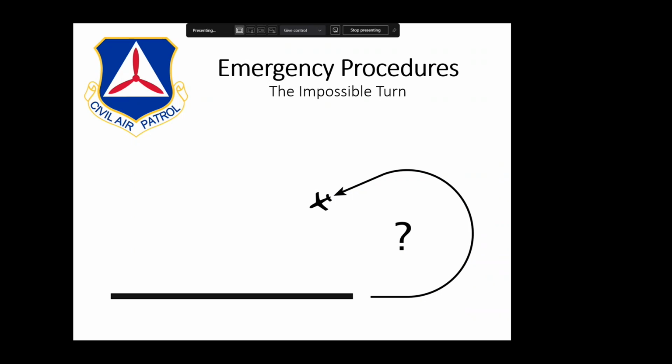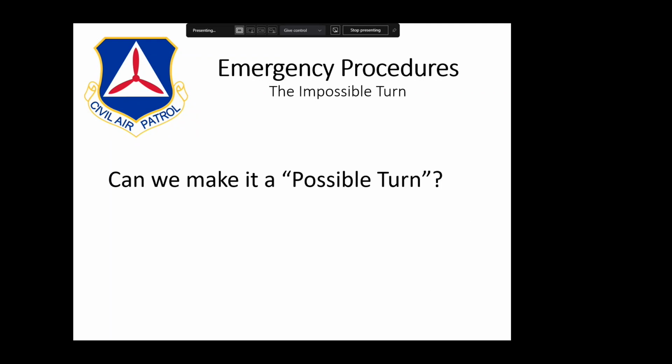So this is a famous topic, and it's a topic of debate among many folks: the possible/impossible turn. What we mean by that is the case where you're on takeoff, climbing out, the engine quits or produces partial power or hesitates, but you don't have enough runway available in front of you. Can you turn back to the same runway, or maybe a parallel runway from the one you took off? Next slide, please. So the question is, can we make it a possible turn?